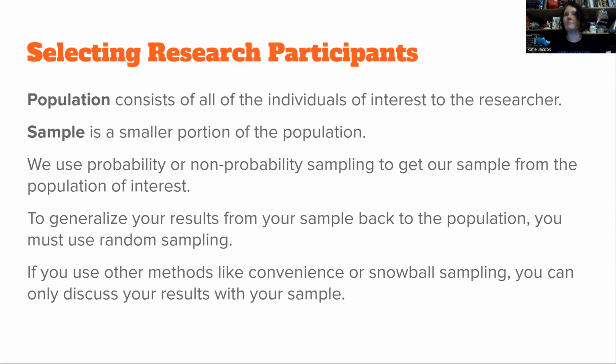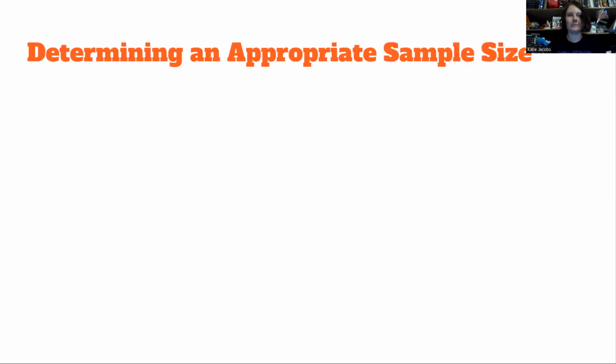For example, if you use other methods like a convenience sample or snowball sampling, you can only discuss your results with regard to your particular sample. You can't generalize them back to the population. And we'll have a whole unit on generalization as well.